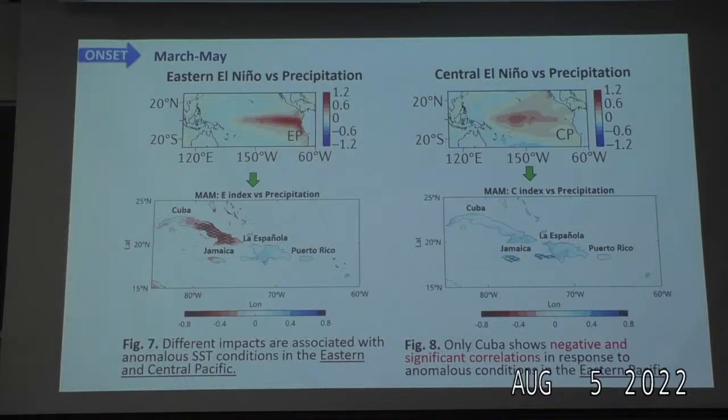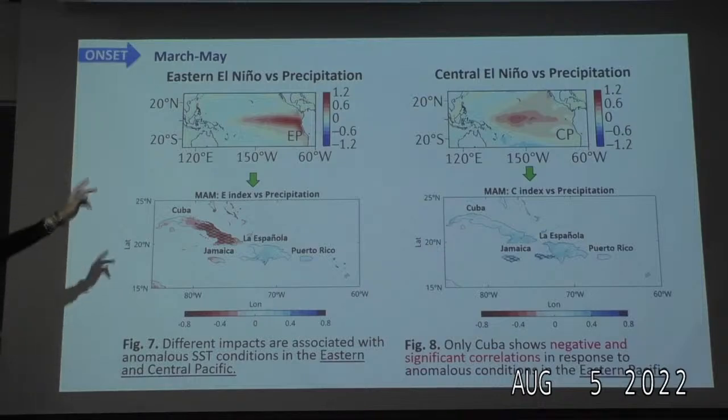To understand the legend, the red color shows us dry conditions, where we are not going to have precipitation, while the blue color shows us precipitation. So with the Eastern El Nino, when we have these beginning conditions of El Nino in the east, we are going to have a negative correlation in Cuba because we are going to have dry conditions. On the other hand, we are going to have a positive correlation only for La Española and Puerto Rico during the Eastern El Nino, which is not significant.